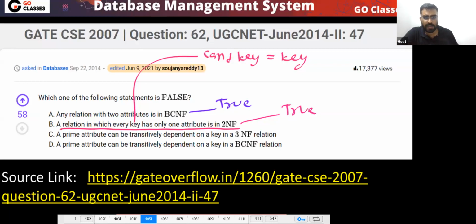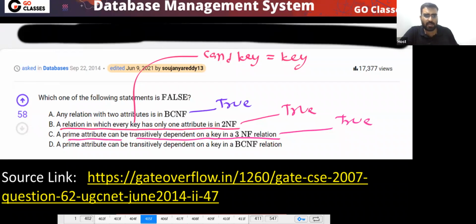What about option C? A prime attribute can be transitively dependent on a key in 3NF. No problem. It is fine, right? We don't have any problem. Yes or no? A prime attribute can be transitively dependent. So this type of transitive dependency can be there. Agree or not? This transitive dependency is fine. We have already seen this.